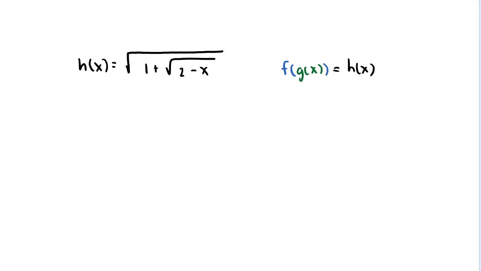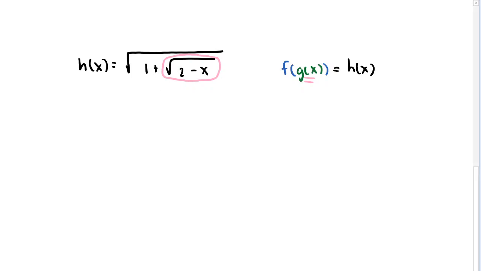Well, what are the first steps we do in this h of x function? Really, I can imagine this part as the first part of the function. Right? Take the square root of 2 minus the input. And then the latter part of the function, I can imagine as adding that to 1 and then taking the square root of the result.